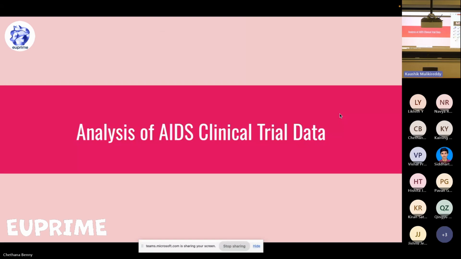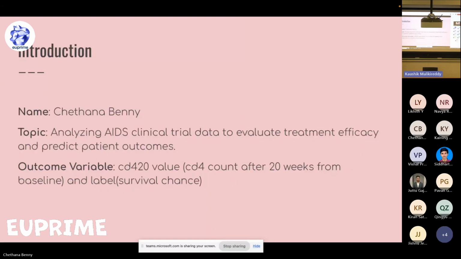I'm trying to show an analysis of an AIDS clinical trial dataset, which I found on Kaggle. I'm trying to predict two things: the CD420 value, which, like I explained last week, is the count of white blood cells that gets affected by the HIV virus and which should increase as the treatment progresses, and also the chances of survival.